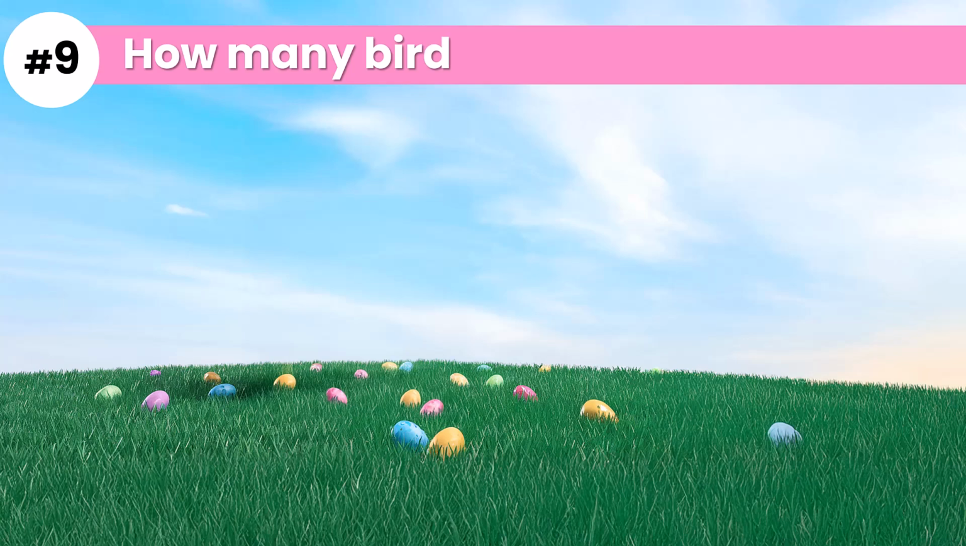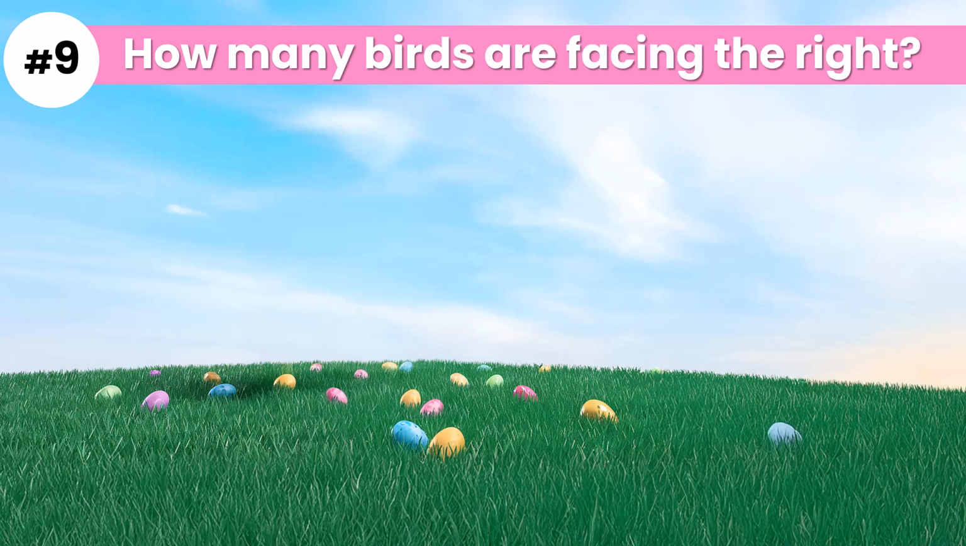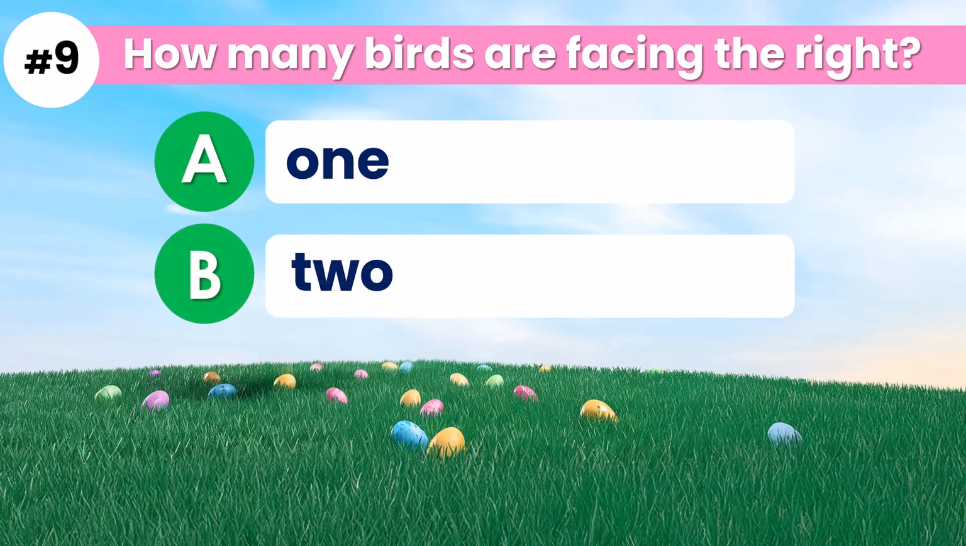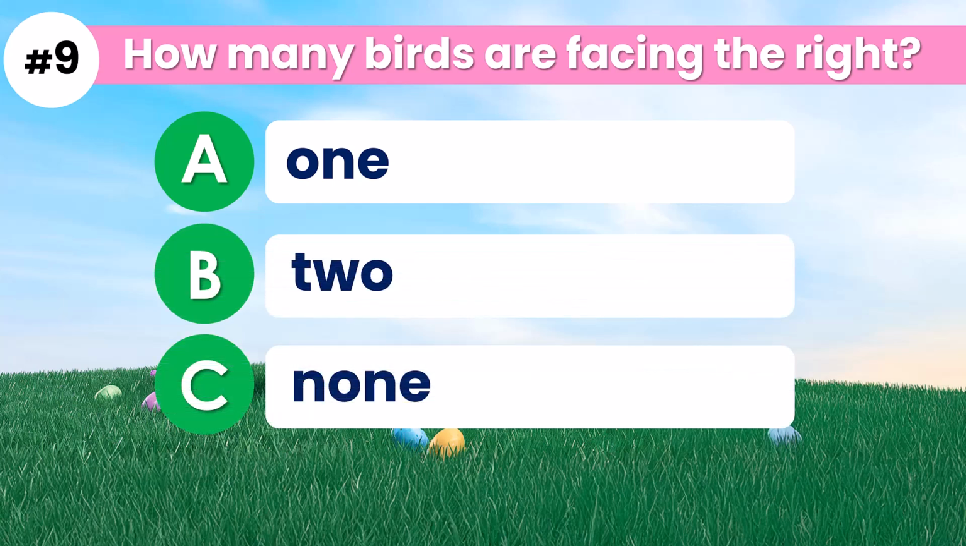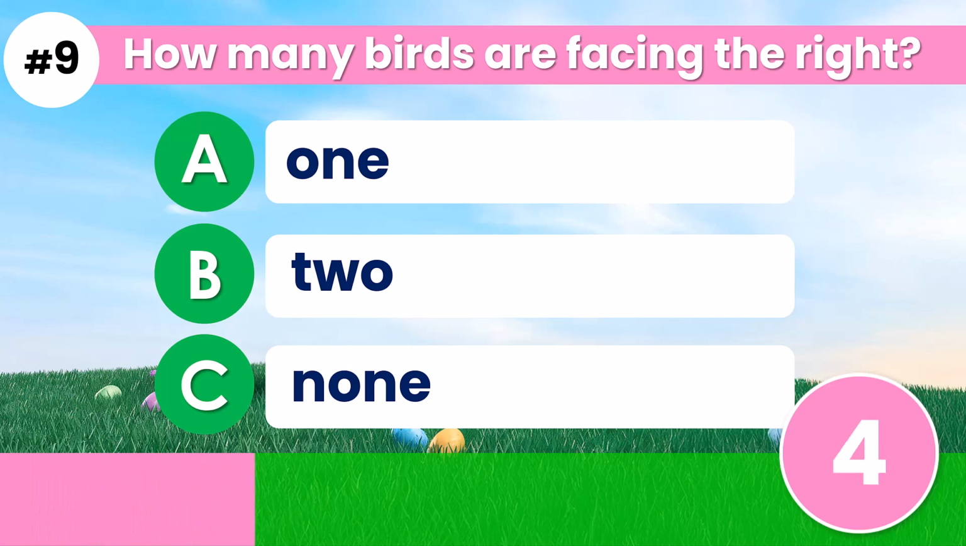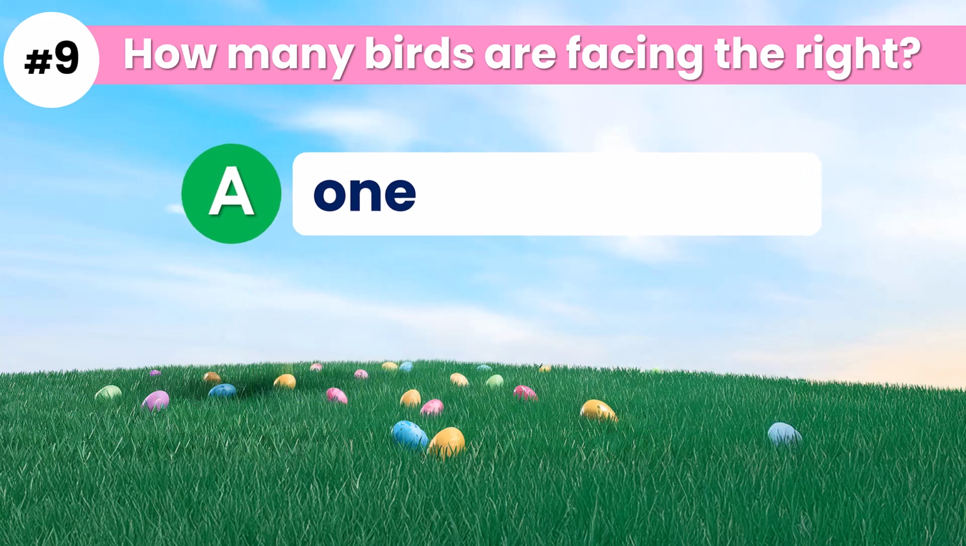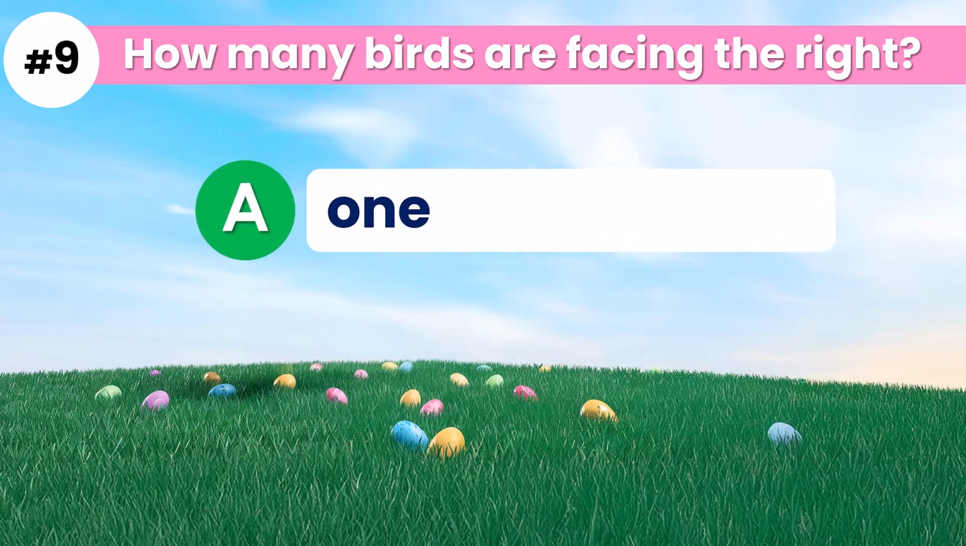Number 9. How many birds are facing the right? A. 1, B. 2, or C. None? The correct answer is A. 1.